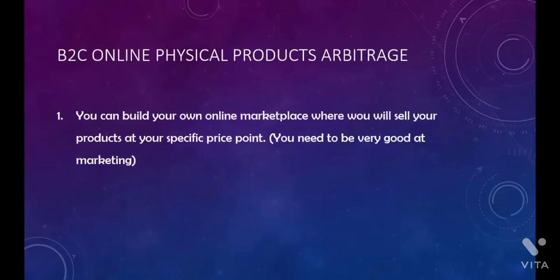Now, we have two options to do this type of business: business to client, online, physical products arbitrage. Okay, the first one is that you can build your own online marketplace where you will sell your products at your specific price point. You need to be very good at marketing. Obviously, it's like building an online store. And after that you find your own clients for a higher price point than the one at which you are buying the products, and practically you will have a profit margin. But you have to find those clients somewhere, and that's where the marketing part comes in. That's the part where you actually have to be very, very good.